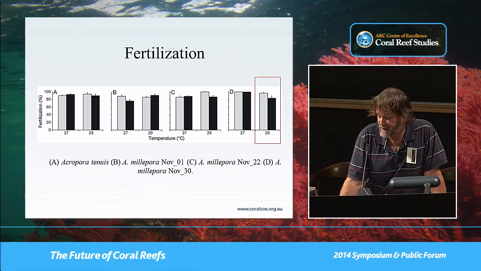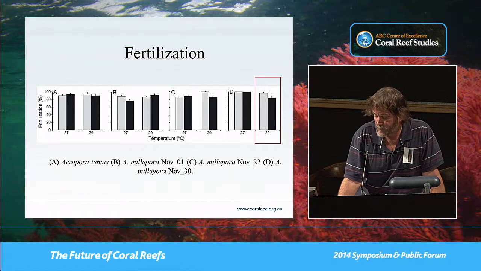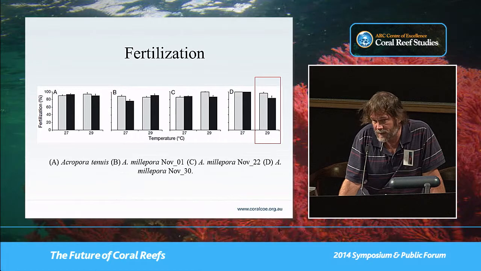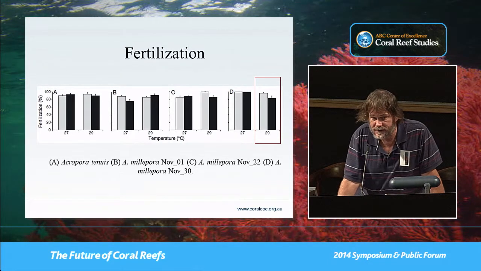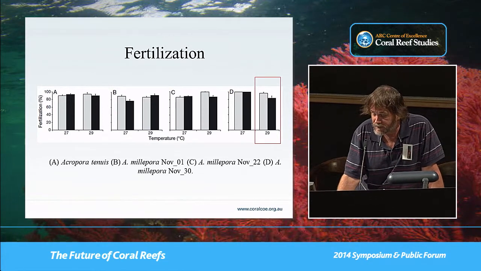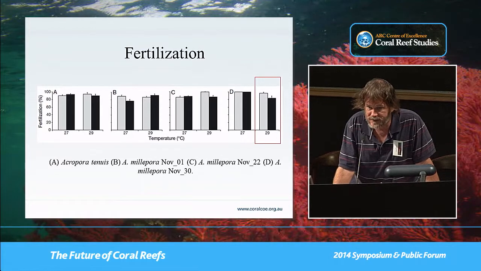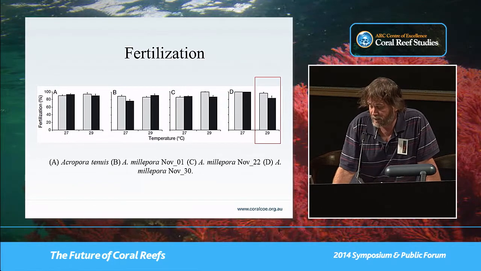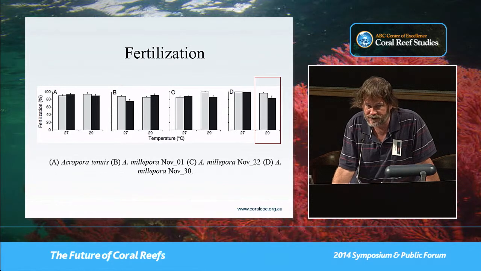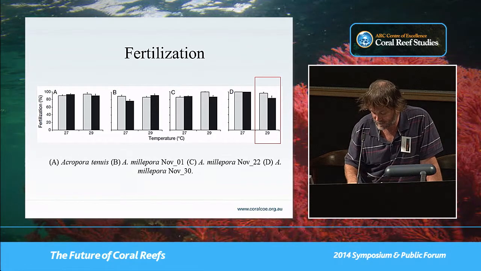And as you can see from these data, we did this 4 times. We did it with Acropora tenuis, and then we looked at 3 separate cohorts of Acropora millipora. You can see from these figures, the grey bars are the ambient PCO2, and the black bars are the high PCO2 treatments. And so you can see that in 3 of these assays, there was no effect of either acid or temperature on rates of fertilisation. Only in the third assay for Acropora millipora did we see reduced rates of fertilisation at high temperature. So not much effect of any of these variables.